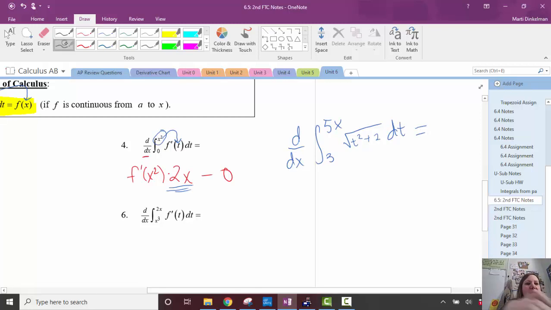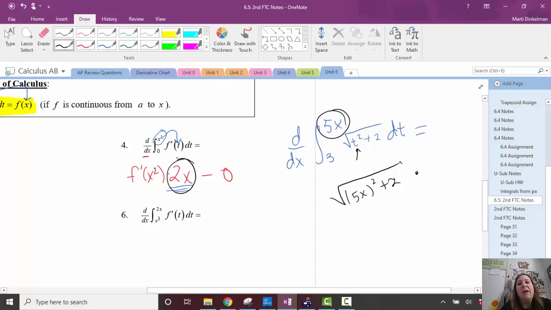All right, so the trick is I can just take this 5x and plug it there for t. So my answer should be the square root of 5x quantity squared plus 2. But then what I just mentioned was we also have this extra where we have to take the derivative of that thing. So there's a 5 there that I need to put down there because the derivative of 5x is 5.